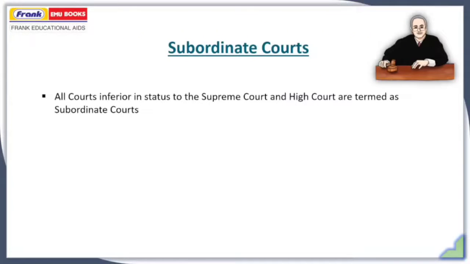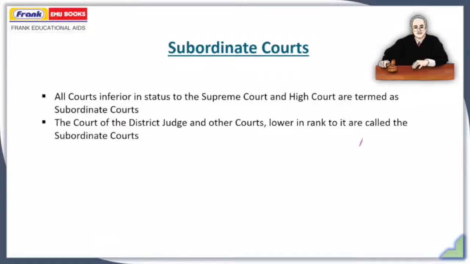All courts inferior in their status to the Supreme Court and High Court are termed subordinate courts. If you understand with a pyramid, at the apex there is the Supreme Court, in the middle there are High Courts, and at the lower level there are subordinate courts. So all the courts lower to the rank of Supreme and High Court are known as subordinate courts. The courts of district judge and other courts lower in rank are called subordinate courts.